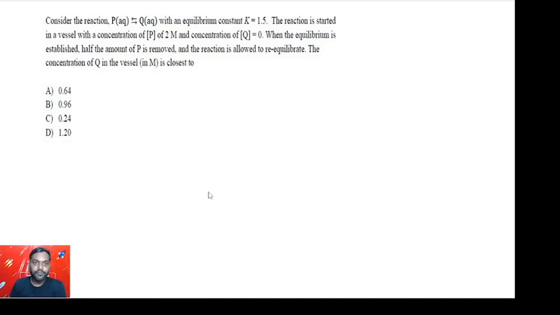In part 1, the first question is, consider the reaction P aqueous in equilibrium with Q aqueous with an equilibrium constant of 1.5. The reaction is started in a vessel with a concentration of 2 molar of P and 0 of Q. When the equilibrium is established, half the amount of P is removed and the reaction is allowed to re-equilibrate. The concentration of Q in the vessel at the second equilibrium.